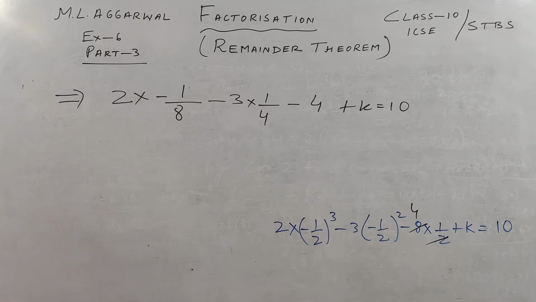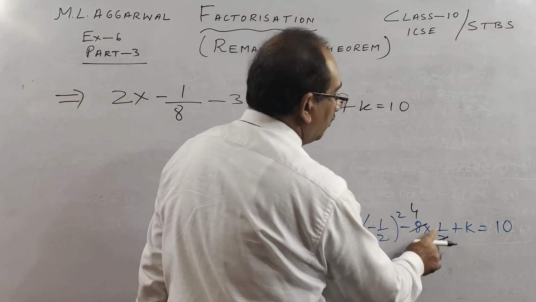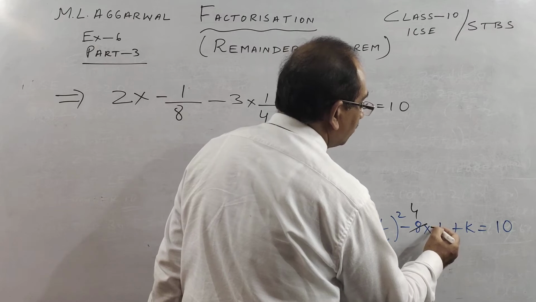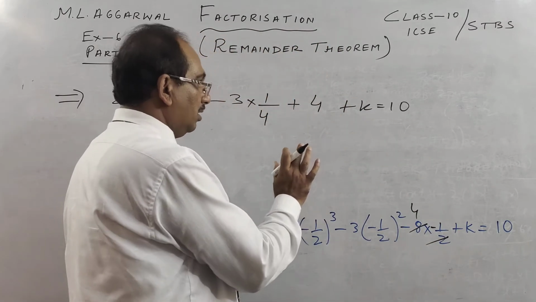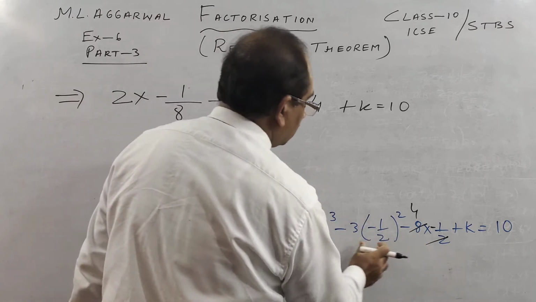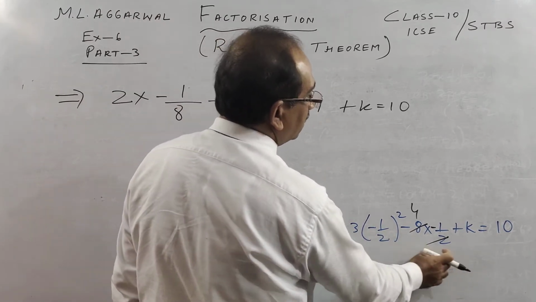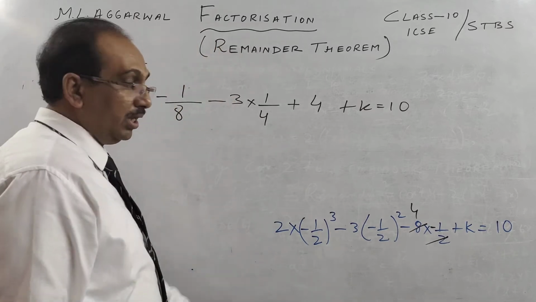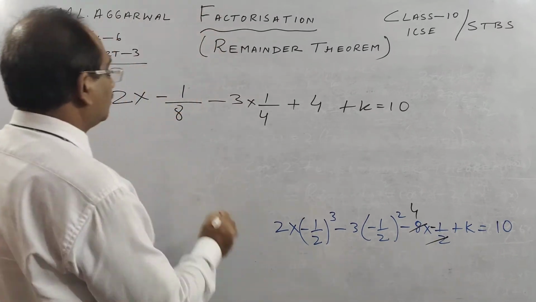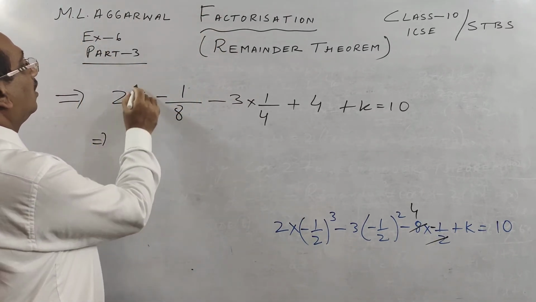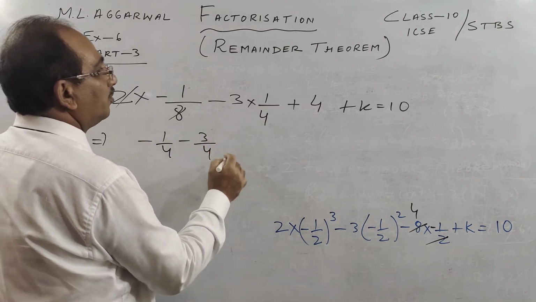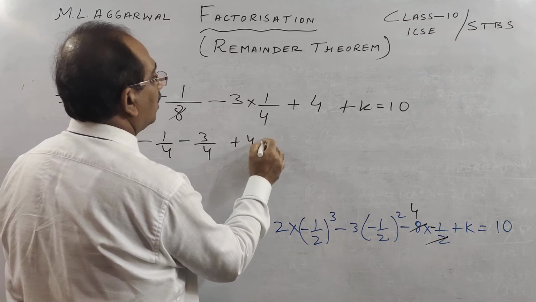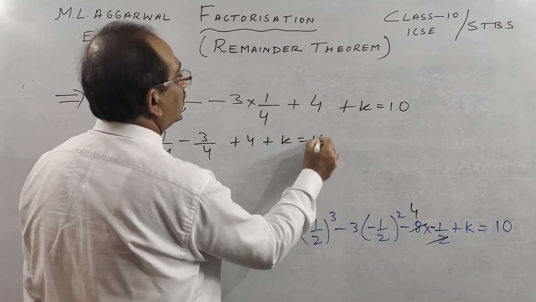So see here children, here I wrote half, not minus half. If this is minus half, this will become minus plus minus plus. Okay, so here I have substituted minus half, so here it should be, do the correction, minus half. So finally what do we get children? Minus 1 by 4 minus 3 by 4 plus 4 plus k is equal to 10.